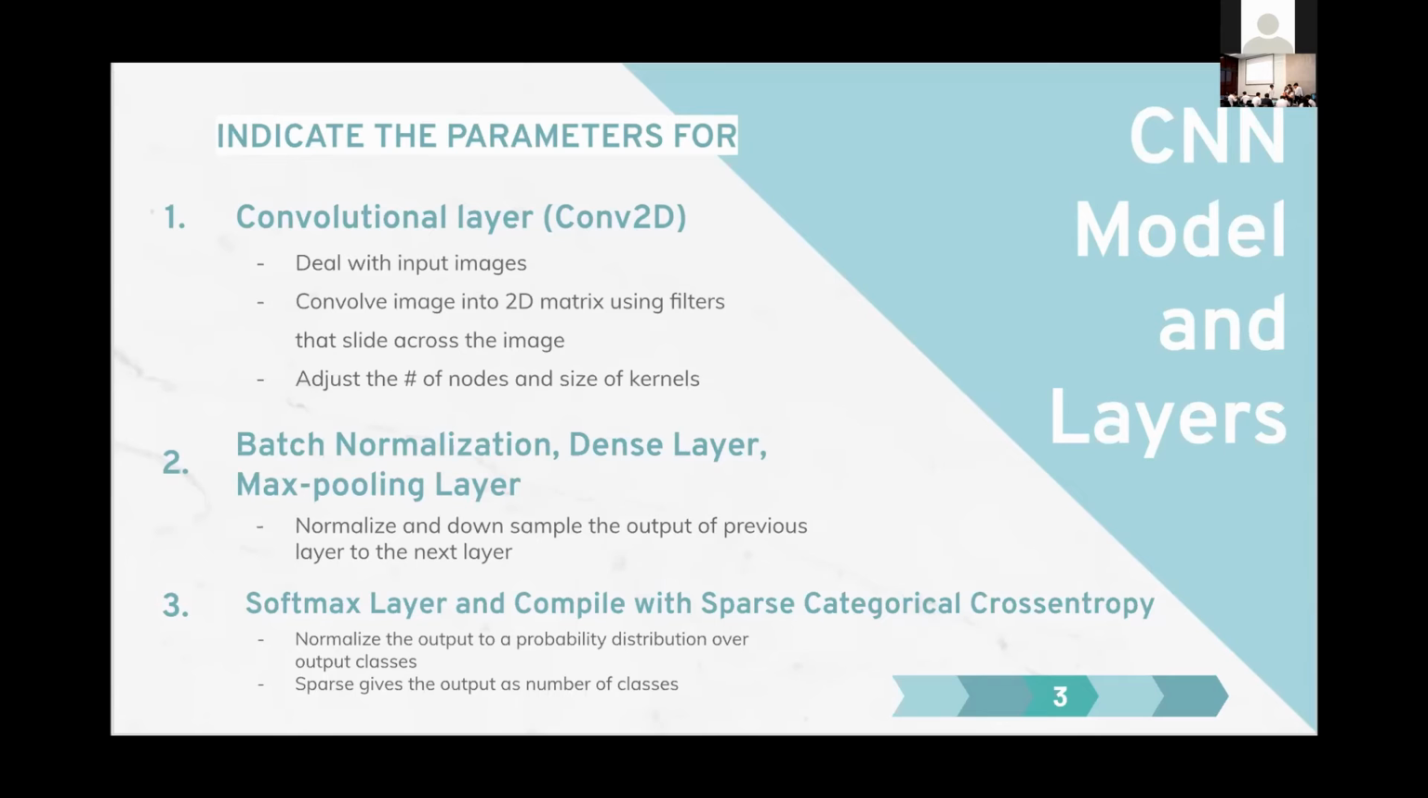So the last type of layer we have is the softmax layer and the compile layer, which we use with the equation categorical cross entropy. For this layer, we will normalize the output to a probability distribution over output classes, and this categorical cross entropy will give the output as the number of classes from 0 to 1.